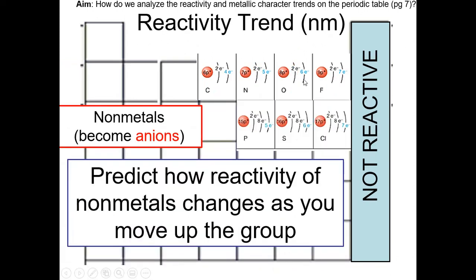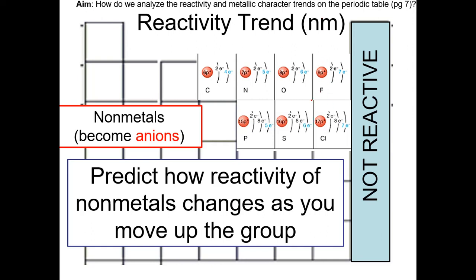Now we're going to talk about the reactivity trend for nonmetals within a group. Keep in mind, when nonmetals react, they become anions. They gain electrons. So we will be applying the same strategy. We'll be comparing the effective nuclear charge and shielding effect. So let's look at fluorine and chlorine in group 17.